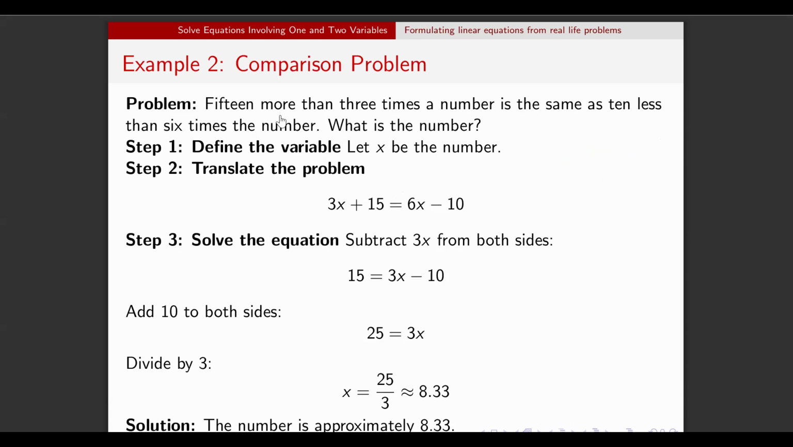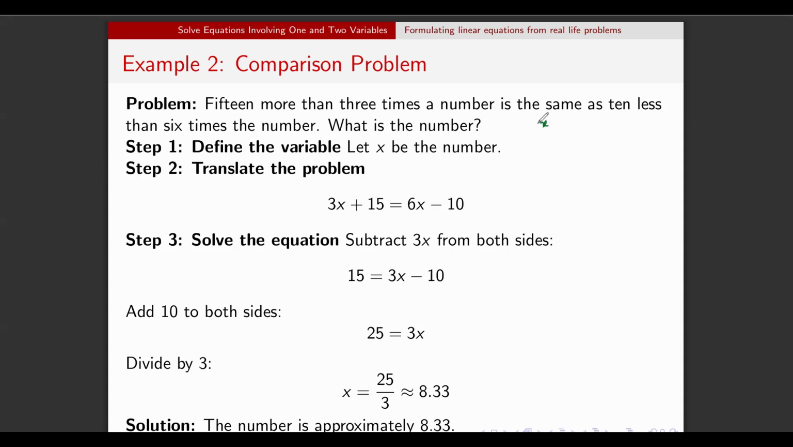Here's another example. 15 more than 3 times a number is the same as 10 less than 6 times the number. Let's attempt to write this down. First of all, "is the same as" here means that there's an equal sign and there are two sides of the equal sign, okay? So 15 more than 3 times a number.